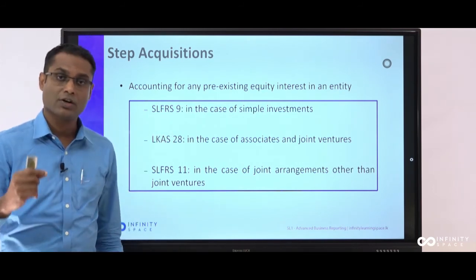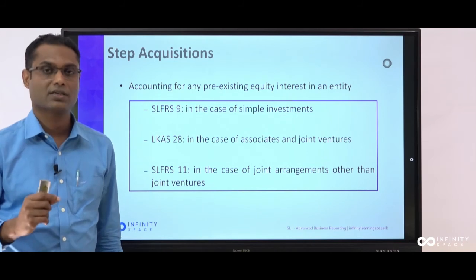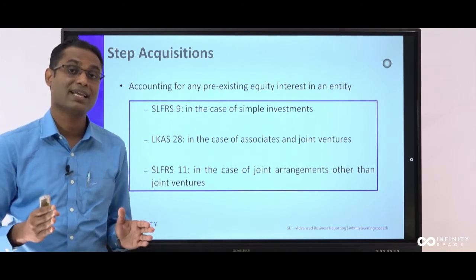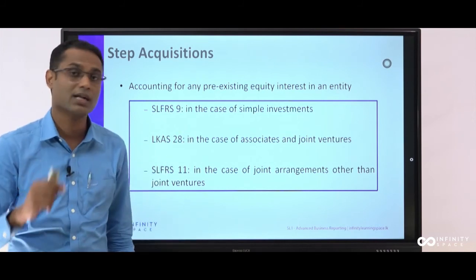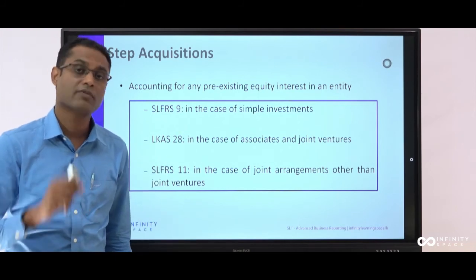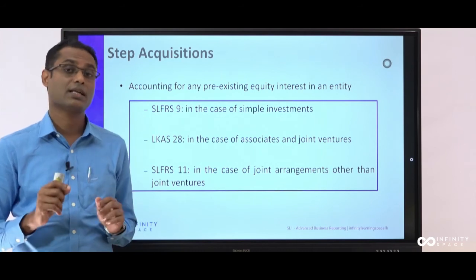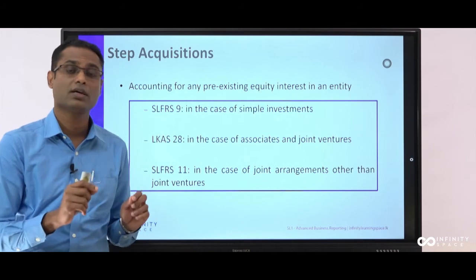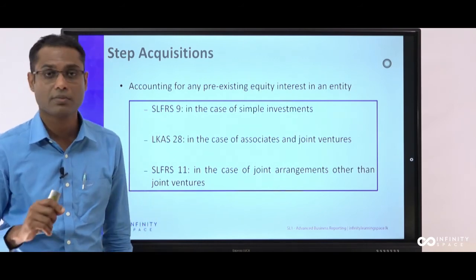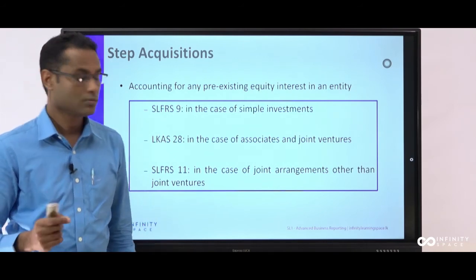So if it is a normal or a simple investment where the holding is, let's say, less than 20%, maybe 10%, you account for the previous investment under SLFRS 9, as an equity financial asset. Either you measure that as a fair value through profit or loss equity financial asset, or a fair value through other comprehensive income equity financial asset.